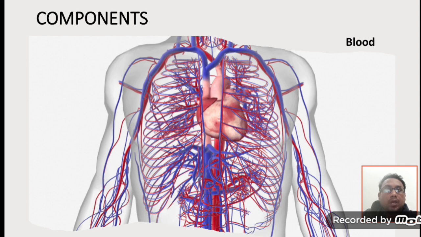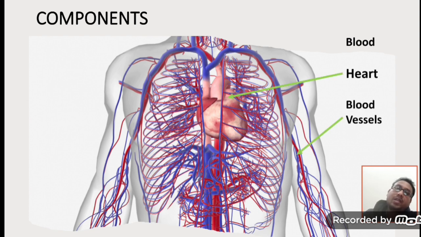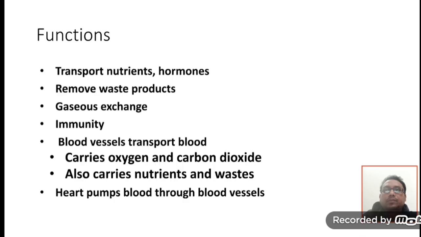First is the blood, second the heart, and third one is the blood vessels that are carrying blood and other things to the other parts of the body. What are the basic functions of the circulatory system? It transports nutrients, hormones, and it removes waste products. It also helps in exchanging gas, and it provides immunity to the body in terms of carrying antibodies and other components such as the white blood cells as well.